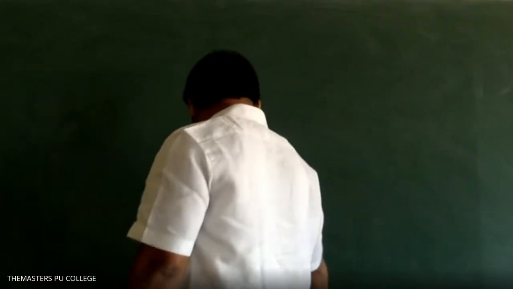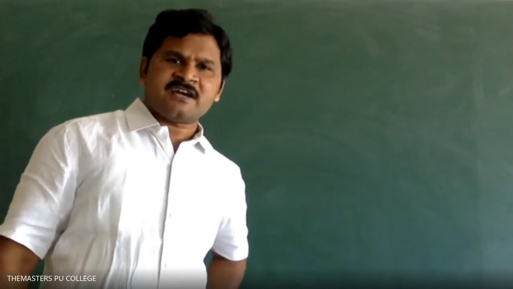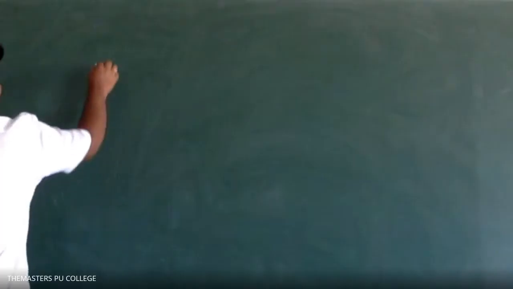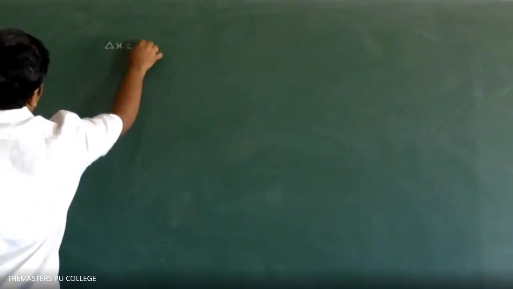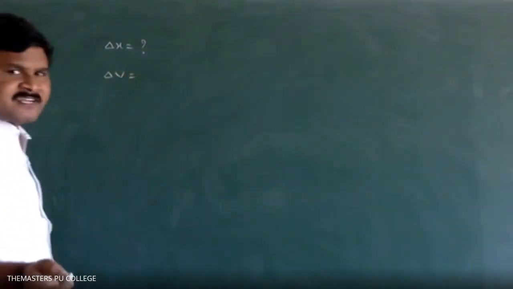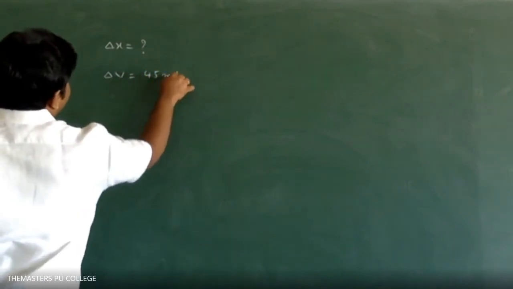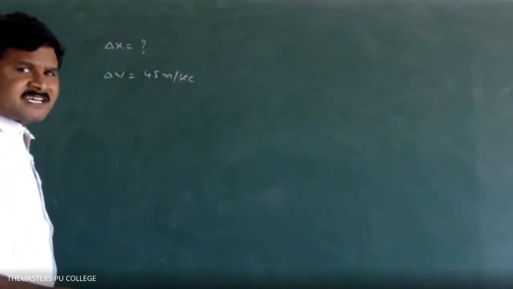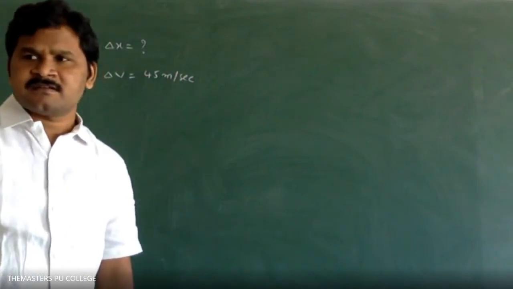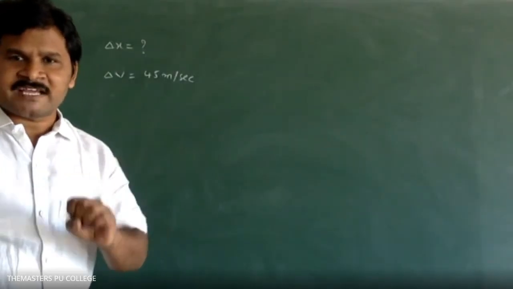Here, a small conversion we have to do. What we have to calculate? Position we have to calculate. Delta x is equal to question mark. Delta v is equal to actually how much given? 45 meter per second. But what is the accuracy in the speed? 2%. If percentage related questions are given, we have to do like this.